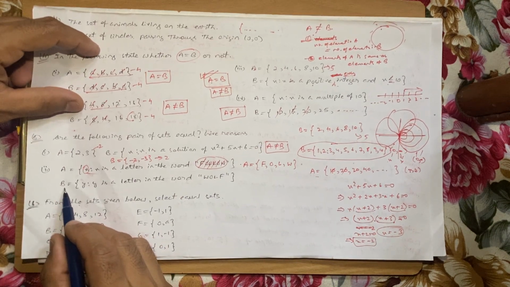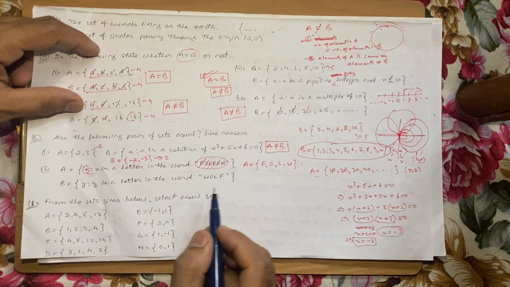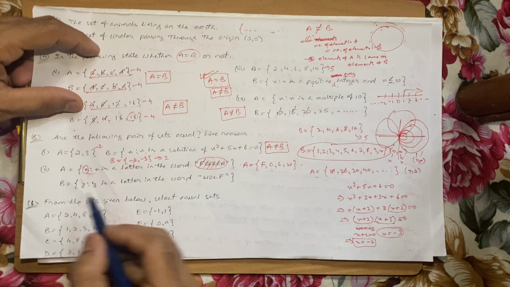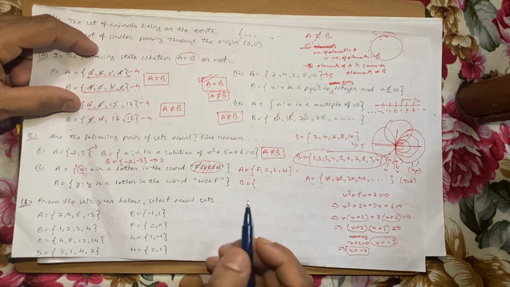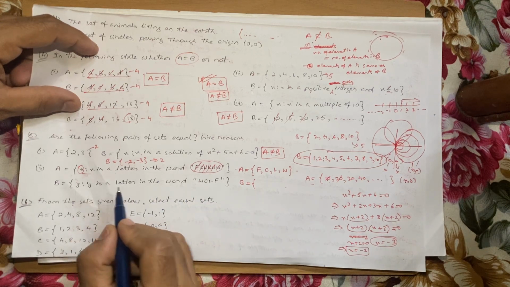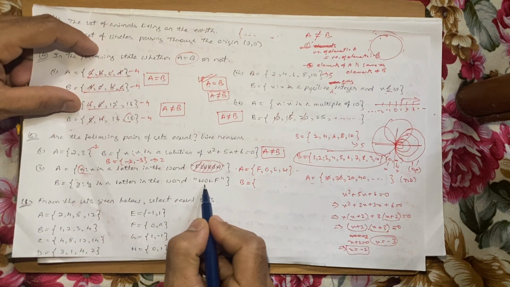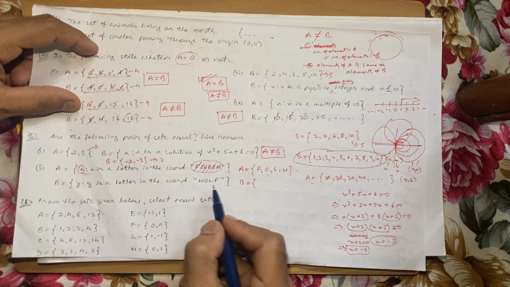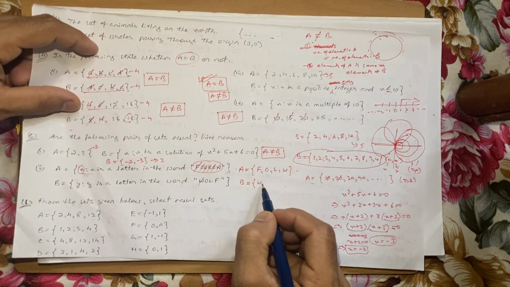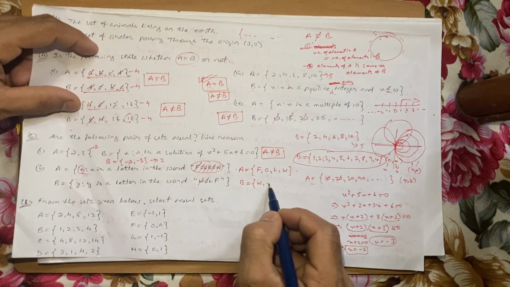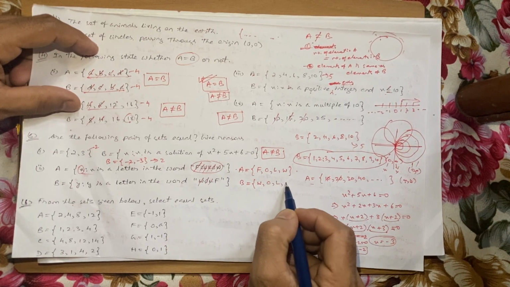Now let's try to form the set B, because it is also in the set builder form. So B says Y. So each of the elements that will come here has been assumed to be Y. And what is the nature of each Y? Y is a letter in the word wolf. Wolf is an animal. So let's try to write the letters in this word. W. I have a W. There is no repetition. O. I have an O. I have an L. And I have an F.